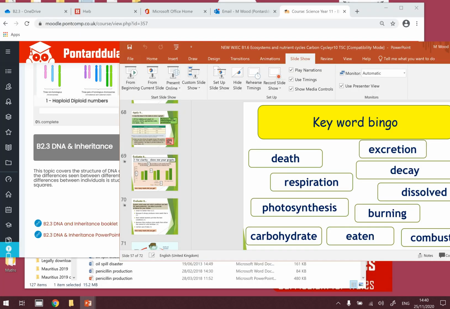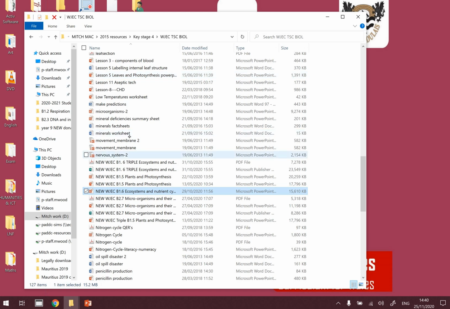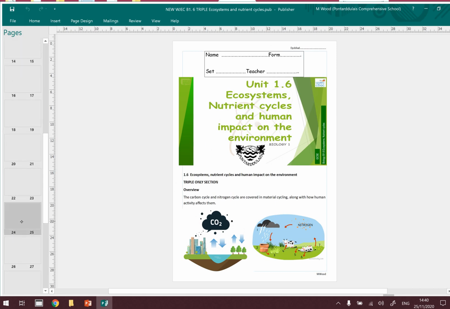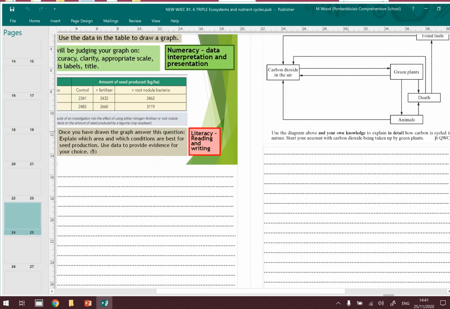So I'm just going to get rid of that a second. And we have got our ecosystems booklet. So if we go down to page 25, it's this question on the right hand side, okay? So you should be able to see, move it across.